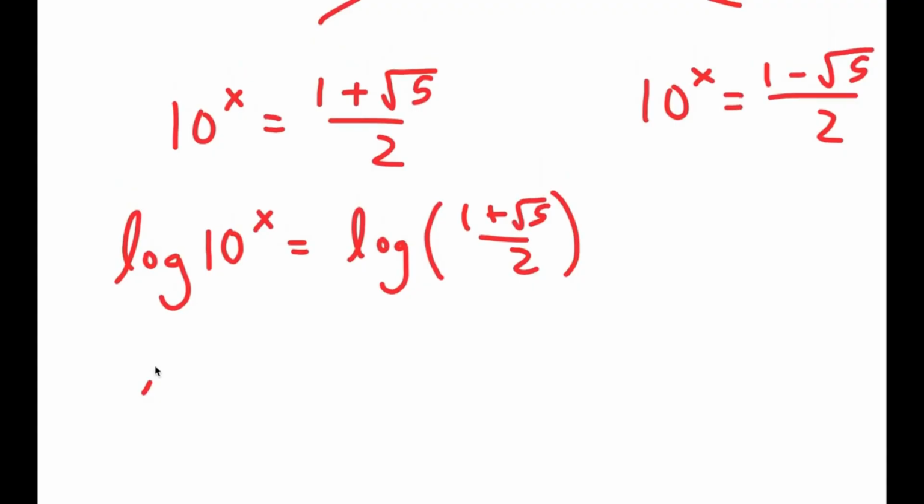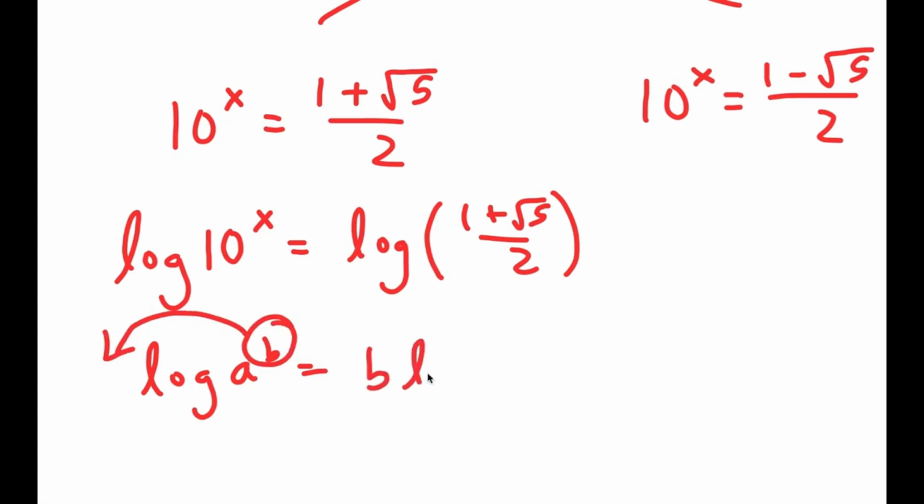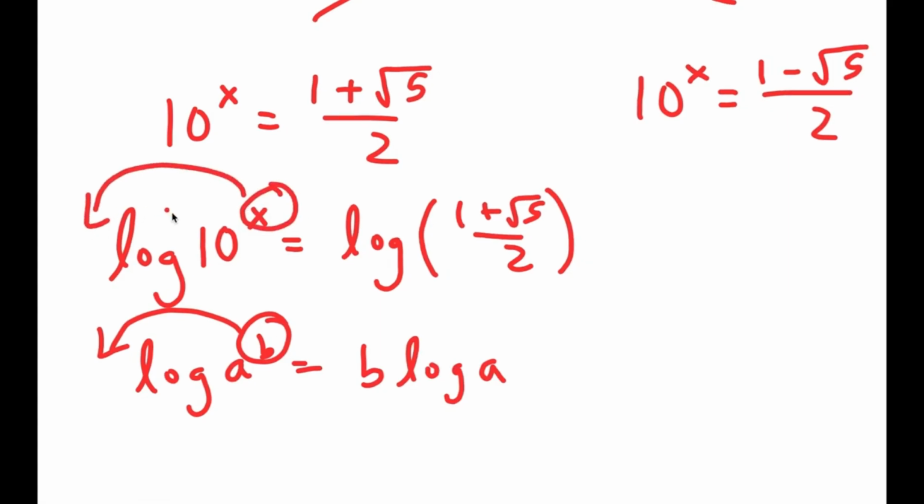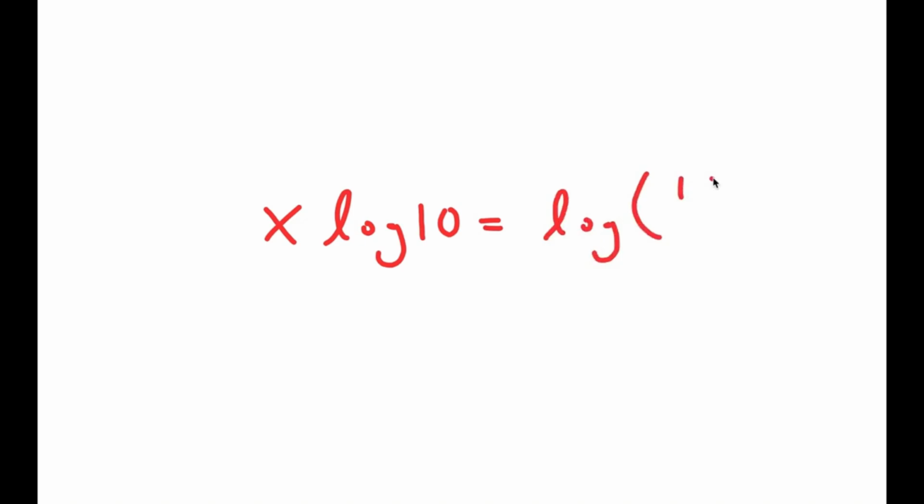And now, if I have something in the form log a to the power of b, I can move this exponent b to the front, so this turns into b times log a. So I can move x here to the front, and I get x times log 10 is equal to log of 1 plus the square root of 5 over 2.